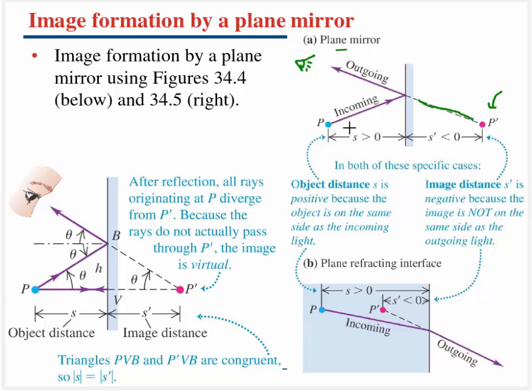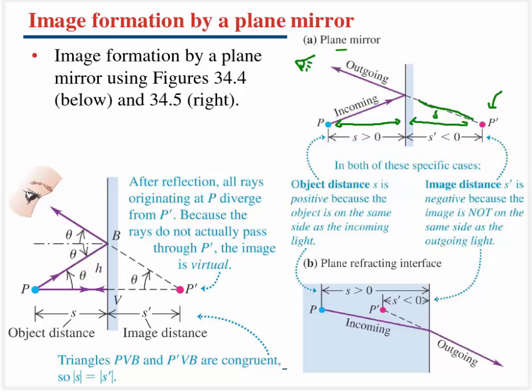Let's talk about distance for a second. We're talking distance to the object. It's going to be that distance right there. This is going to be the distance to the image, again denoted by that little prime on the S. And the question is, are these positive distances or are these negative distances?